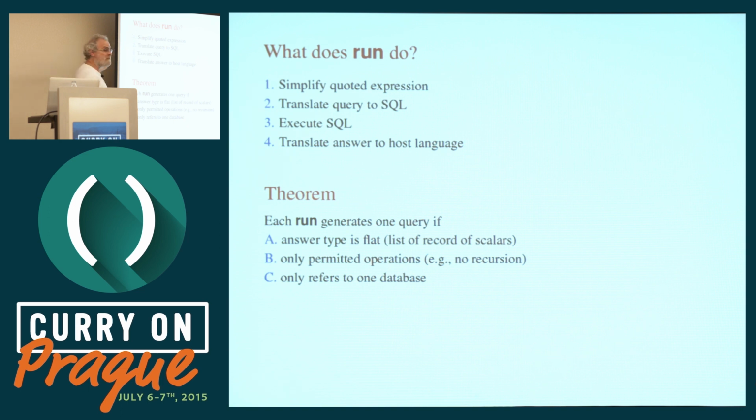And then you get a theorem, some mathematics. Every run will generate exactly one query as long as the answer type is flat. That is, it's a list of records of scalars, where scalar is something like string or integer. It only uses permitted operations. So for instance, if you used is-prime, well, we can't translate that to SQL. If you use recursion, for standard SQL, we can't translate that to SQL. So you have to only use the things that SQL knows about. And you should only refer to one database. If you tried to refer to two databases, you couldn't change it to a query on one database.